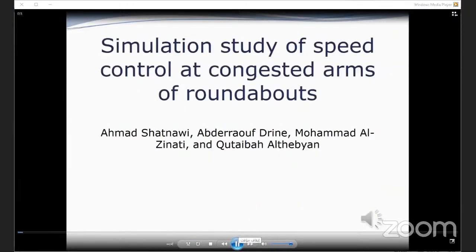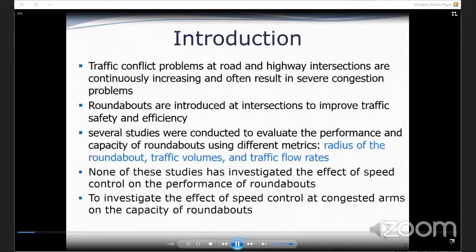In this presentation, we'll talk about a simulation study of speed control at congested arms of roundabouts. Roundabouts are introduced at intersections to improve traffic safety and efficiency. A roundabout is a type of intersection where traffic flows in one direction around a central island. The flow priority is given to the vehicles within the roundabout.